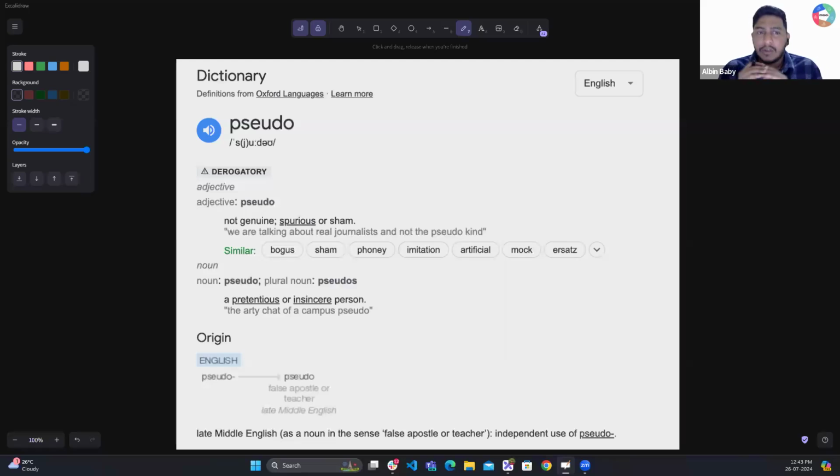All right. Okay. So first, let's try to understand what is the meaning of pseudo. Pseudo means basically not genuine, spurious or sham. We are talking about real journalists are not pseudo kind. Pseudo means it's not real basically. So in programming, pseudocode means it's not specific to any particular language, right?